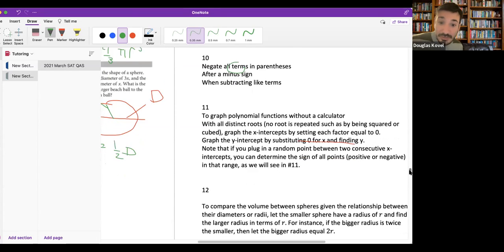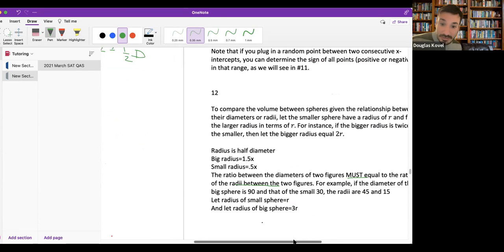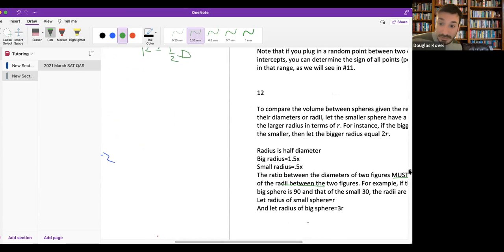So what I recommend doing when you're doing these problems is always let the smaller radius be r, and then find the bigger radius in terms of r. So I'm going to let the radius of my small sphere or the small beach ball be r. And since I know the bigger beach ball has a radius 3 times that, I'm going to let that radius equal 3r.